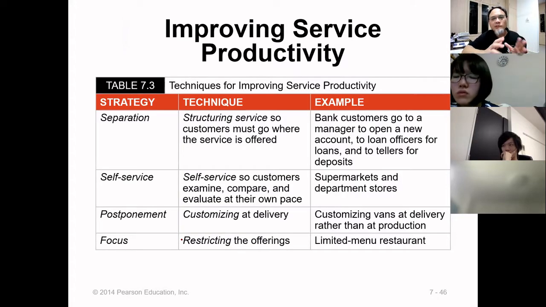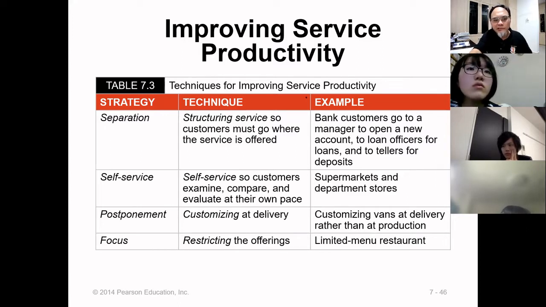So how to improve service productivity? Because with service, we cannot predict exactly the demand, right? You do not know how many people will come to the bank. It's very difficult to forecast, basically. Okay, so how to improve service productivity?